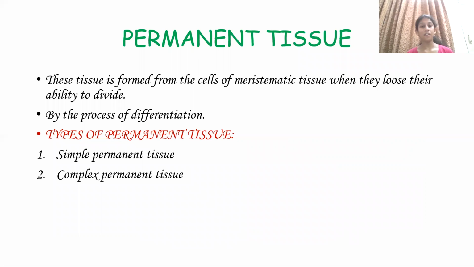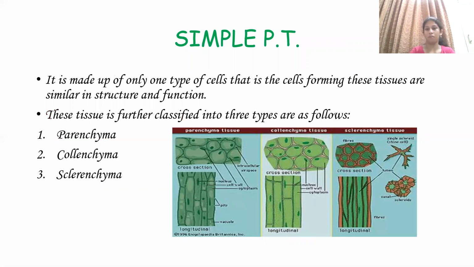Permanent tissue is classified into two types: simple permanent tissue and complex permanent tissue. Simple permanent tissue is also written as simple PT. It is made up of only one type of cell, that is, the cells forming these tissues are similar in structure and function. These are again further classified into three types: parenchyma, collenchyma, and sclerenchyma.